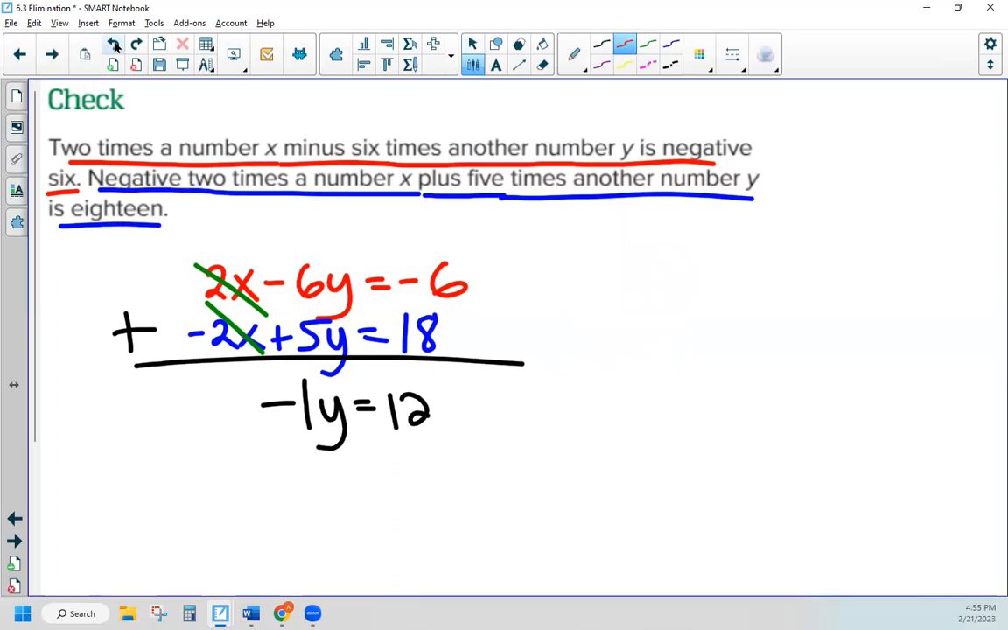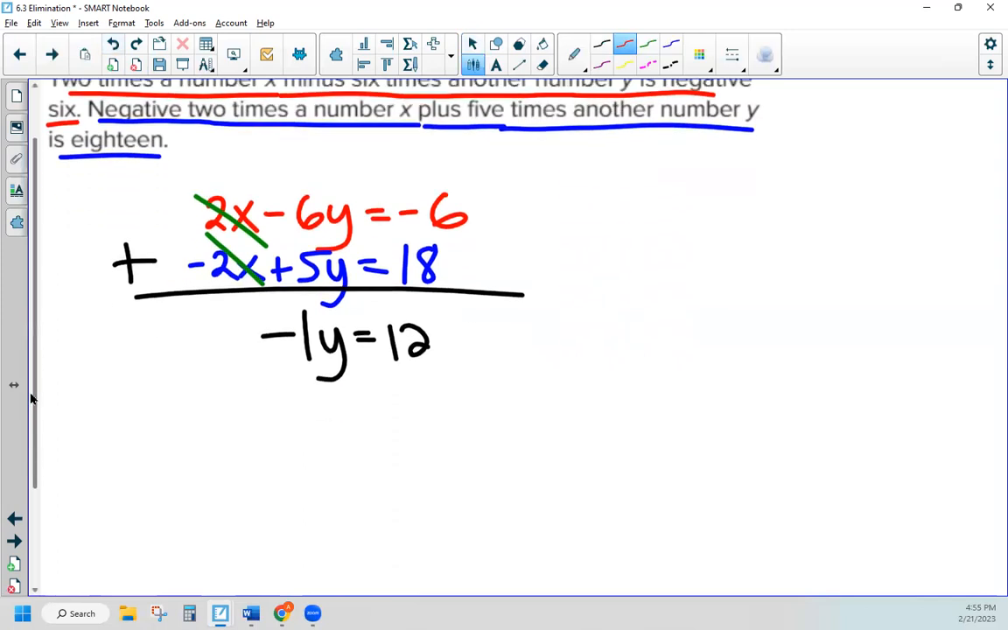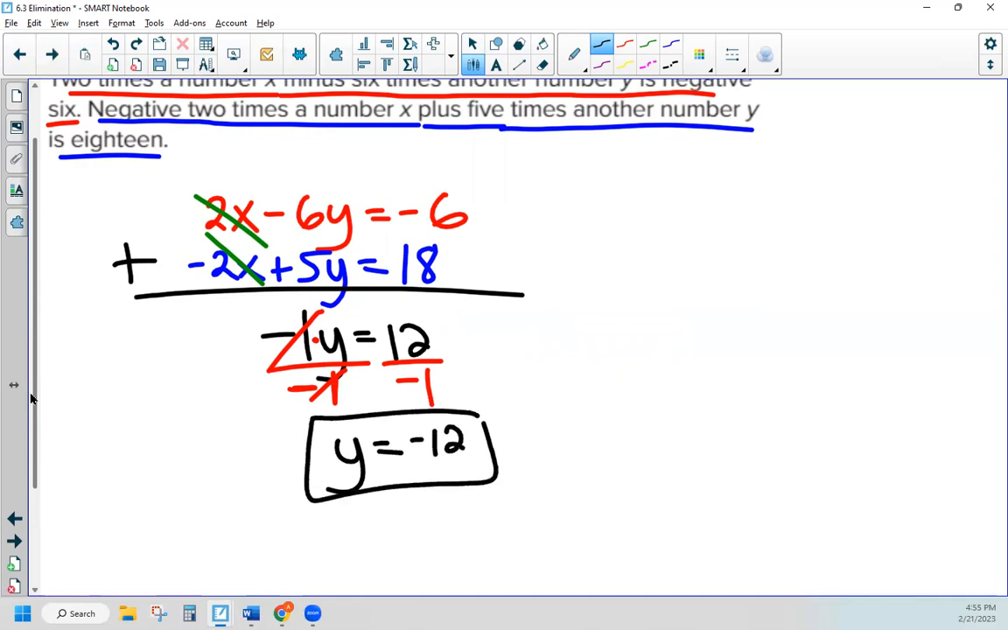The last piece here, remember, we still haven't gotten y isolated. We still want to get this -1 to the other side, understanding that that's multiplying. Therefore, inverse operation would be to divide. Don't forget your negative, homies. That's going to be y equals, and we just switch the sign here, -12.